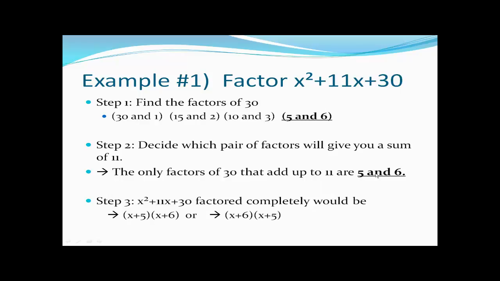So 5 and 6 are my factors that multiply to give me the outside term, and that add together to give me the middle term. So step 3, x squared plus 11x plus 30 factored completely would be x plus 5 times x plus 6, or equivalently x plus 6 times x plus 5.